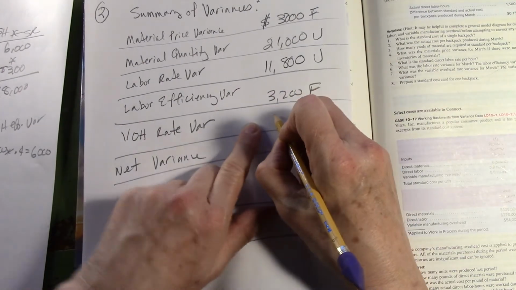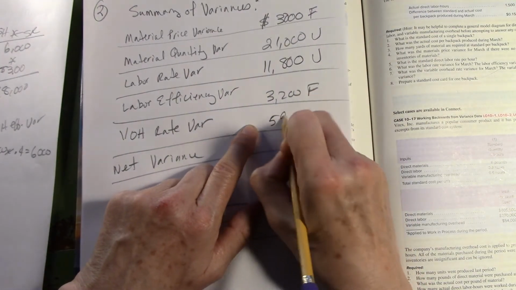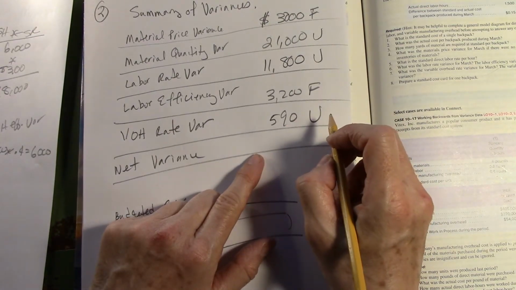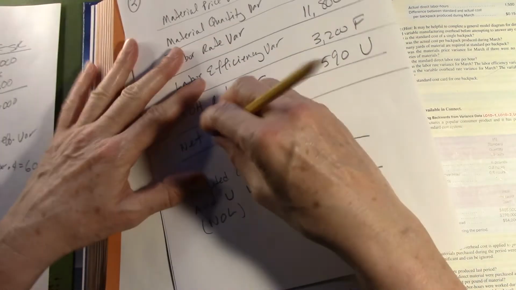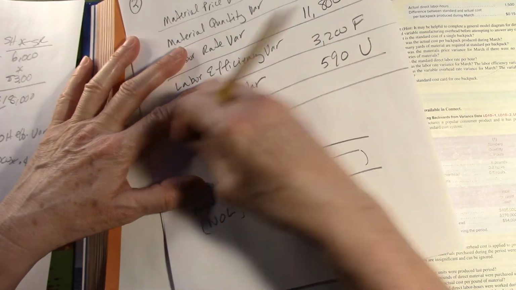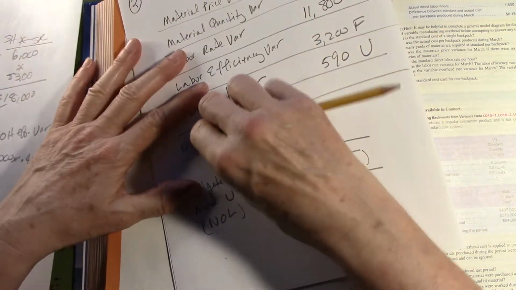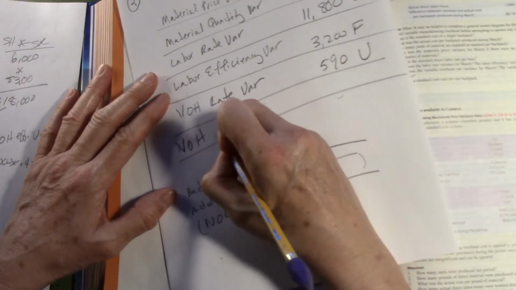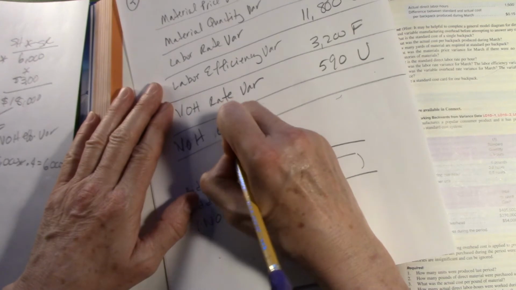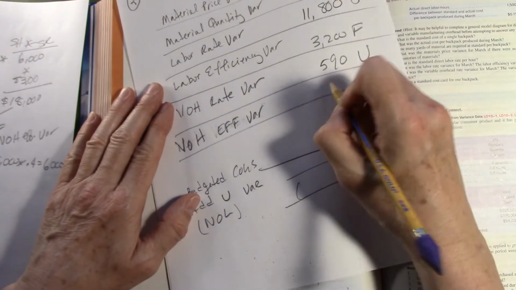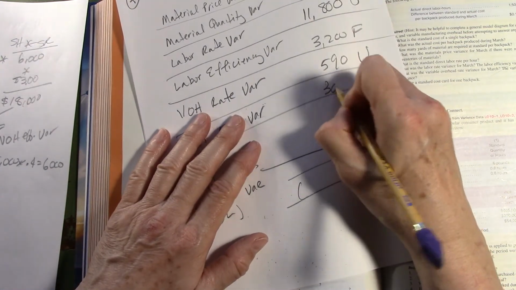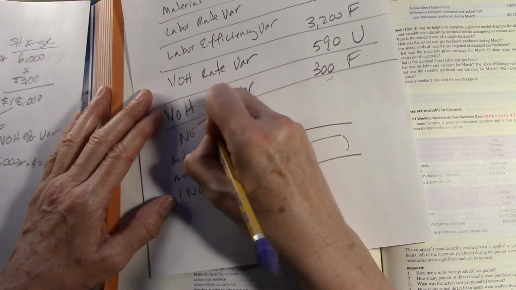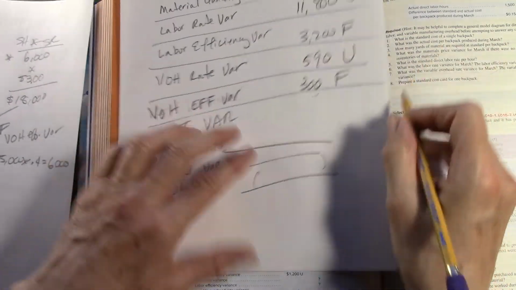The variable overhead rate variance was 590 U, and the, oops, I left one out. The variable overhead efficiency variance is 300 favorable. So my net variance, right?